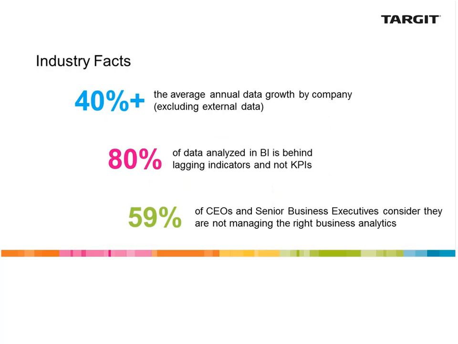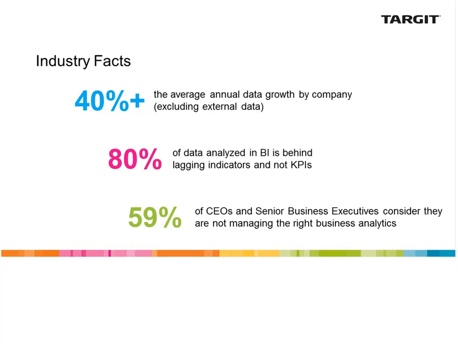The problem is that 80% of the data being analyzed in BI is actually coming from lagging indicators and not KPIs. We found that a lot of companies think they're looking at KPIs, but they're really not. If all you're seeing is the results, you need access to the factors that are leading to those results, because that is when the change can be made. A lot of times you don't have to wait until you get the final results at the end of the month. You can stay ahead of it and be proactive instead of reactive.